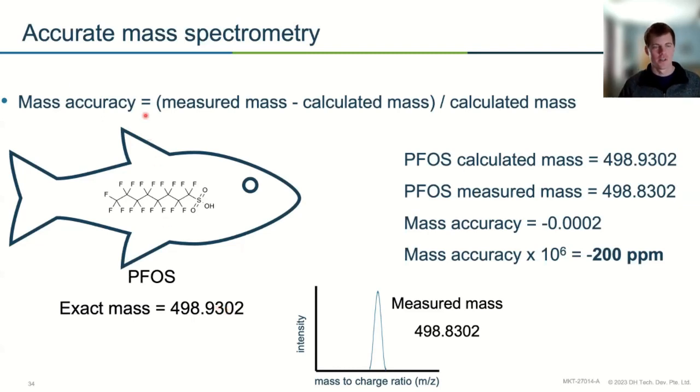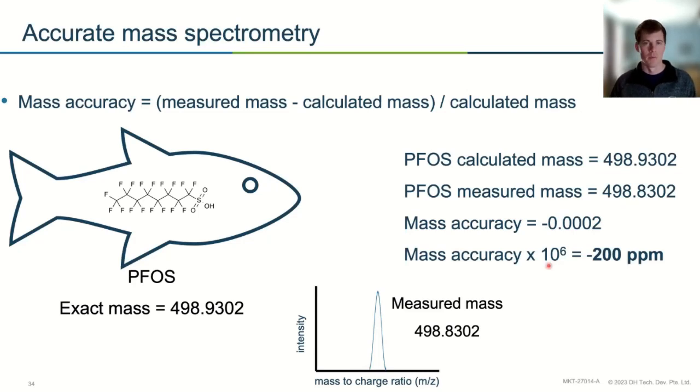So there's a calculation here. It's a very important calculation when running high-res instruments. So mass accuracy, or mass error, is our measured mass minus our calculated mass divided by our calculated mass. So in this case, we created a mass spectrum in our instrument. We measured it at 498.83, but we know that PFAS should be at 498.93. So subtract those two, divide it by the calculated mass, and we get a very small number. That's good. It's hard to look at those very small numbers. It would be hard to talk about all the time. 0.0002 is our mass accuracy.